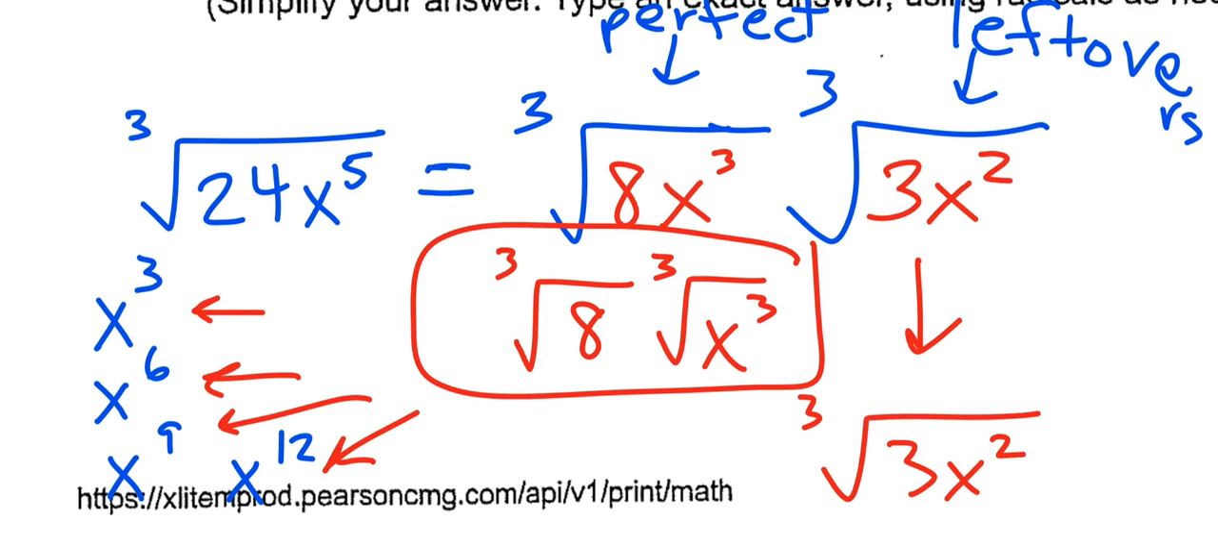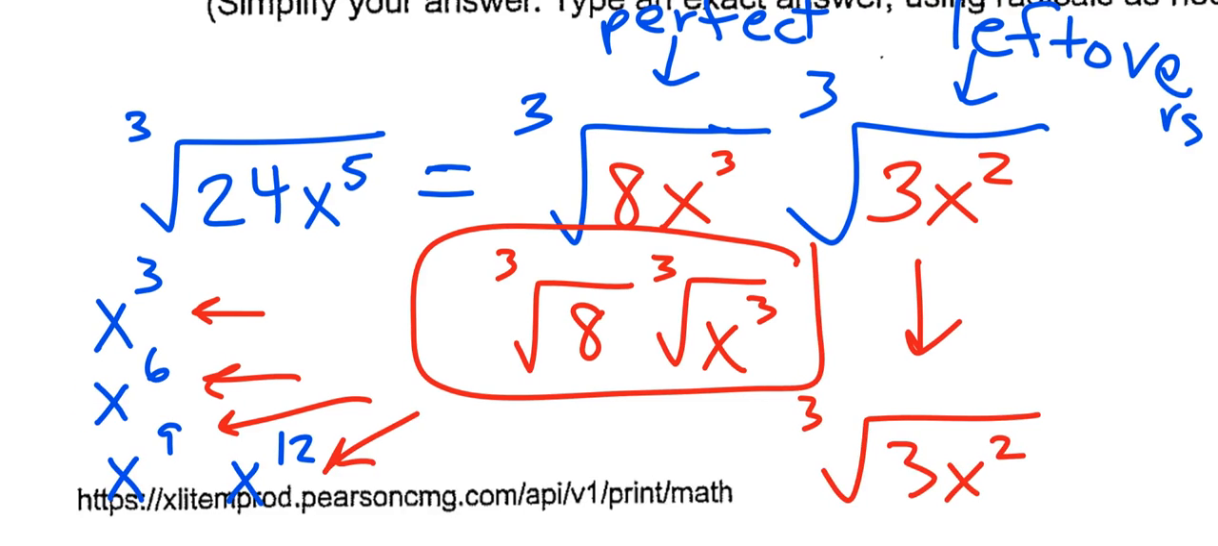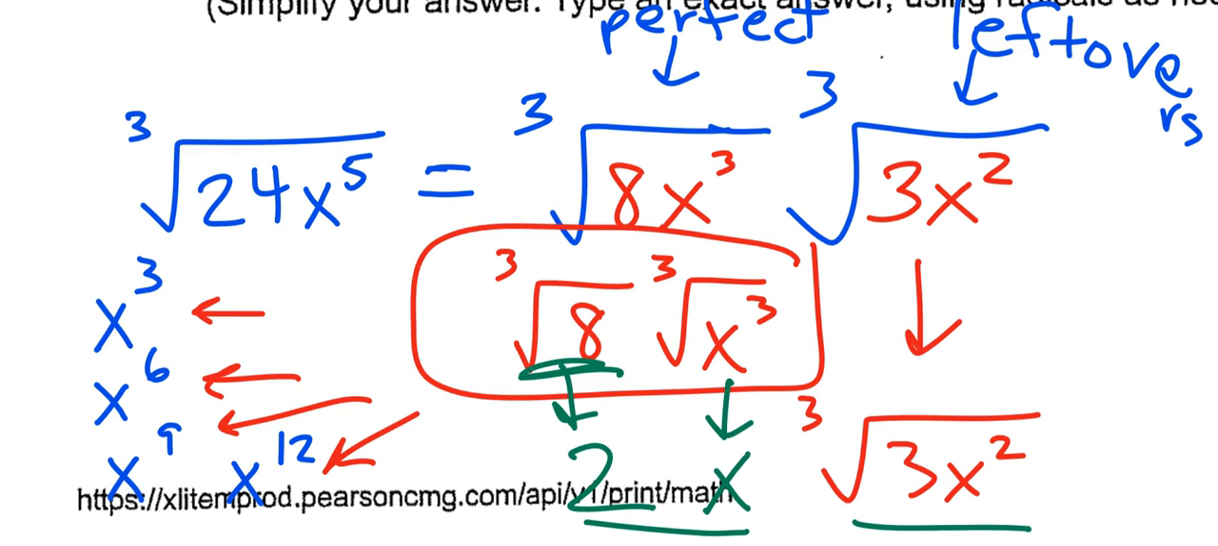Hold on. What is the cube root of 8 again? 2. So that part becomes 2. What's the cube root of x cubed? X. So 2x times the cube root of that. We pulled out every perfect cube we could find and then simplified those perfect cubes.